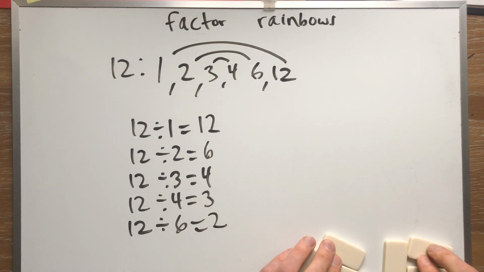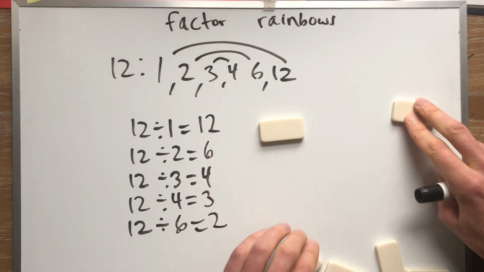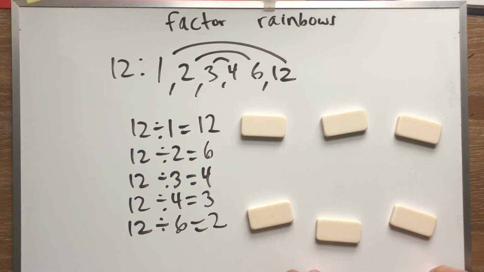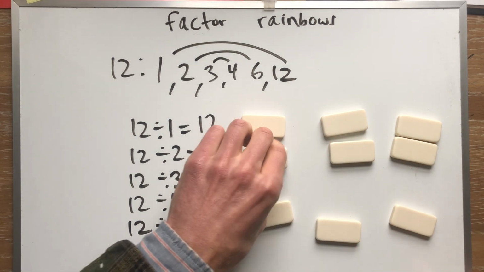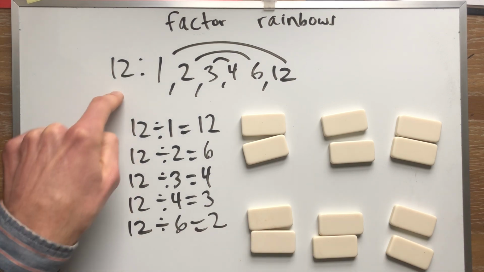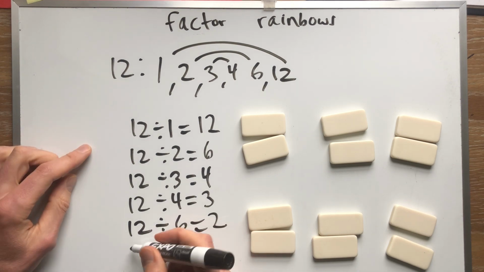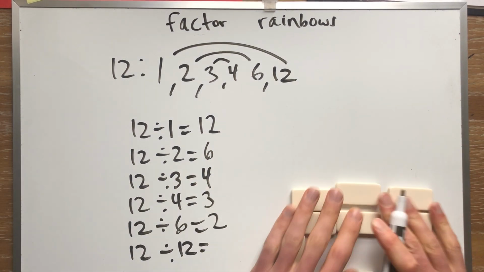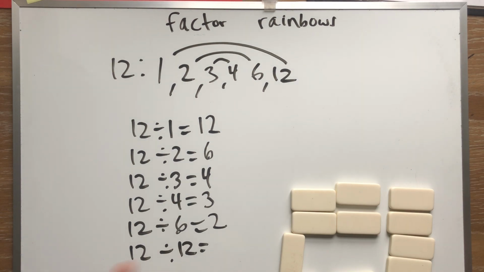If we divide 12 into 6 even piles, 1, 2, 3. 1, 2, 3. Okay, so I've got my 6 piles. Yep, that worked. 12 divided by 6 equals 2 in each pile. Let's try the next one. 12 divided by 12. How many would go in each pile if I divided 12 into 12 piles?